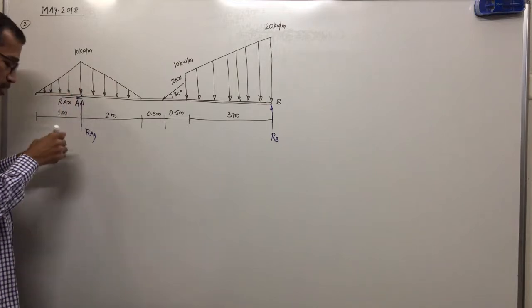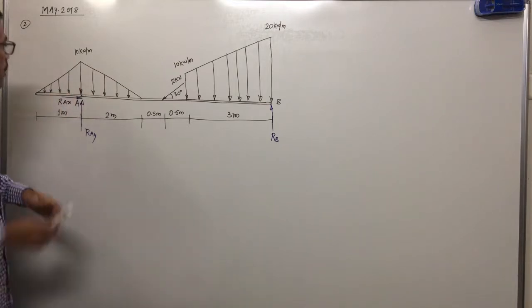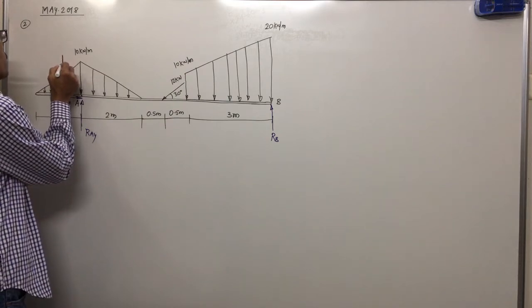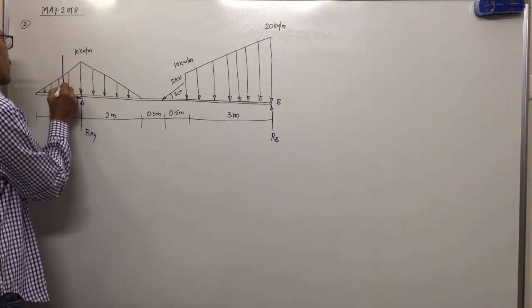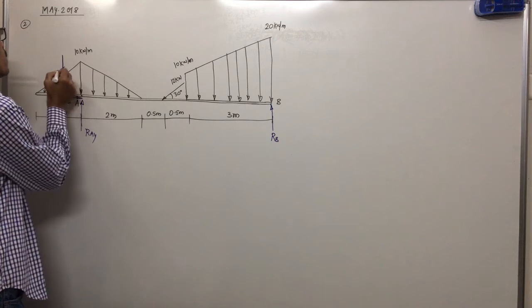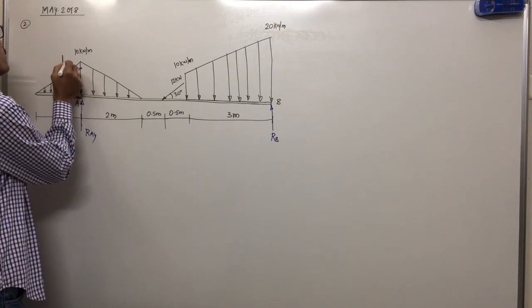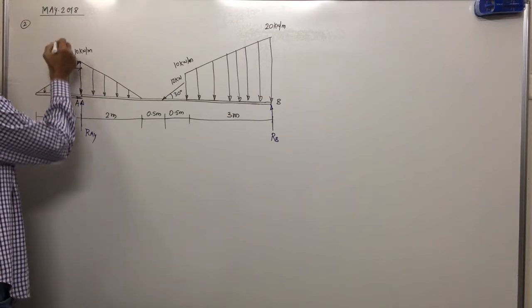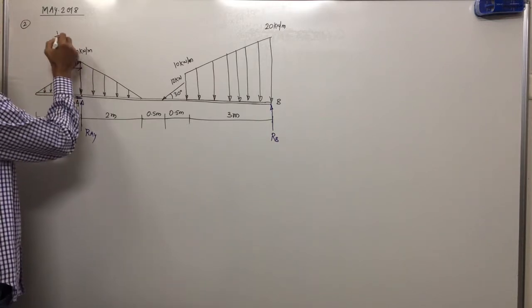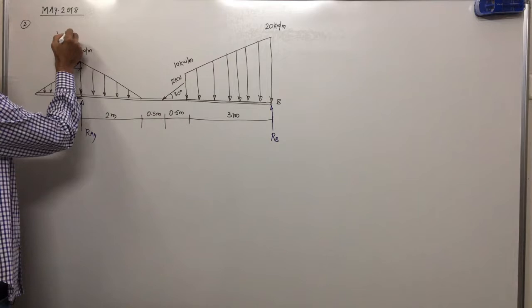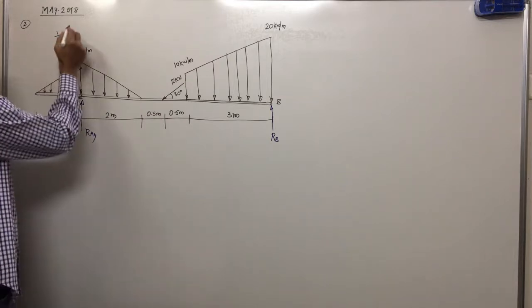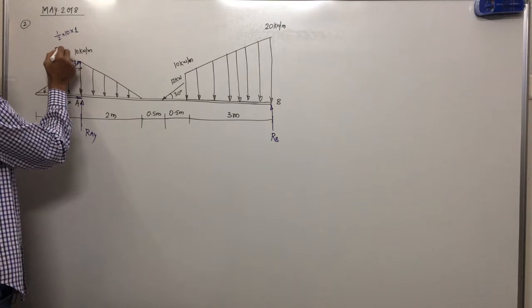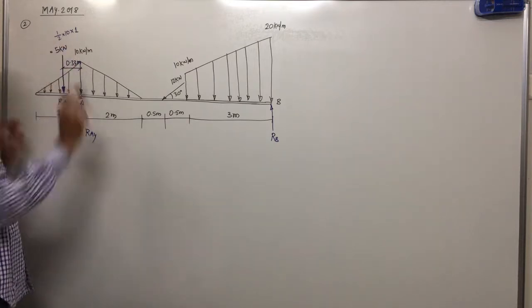That means the equivalent load of this UVL is represented at 1/3 of 1 meter. 1/3 of 1 meter is what? 0.33 meter. Okay. Magnitude of load is WL by 2, means half of W 10 times L, how much? 1. That means the magnitude is 10 by 2, 5 kilonewton. Okay. This load is 5 kilonewton.